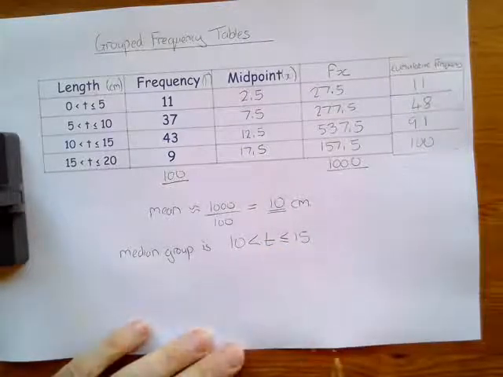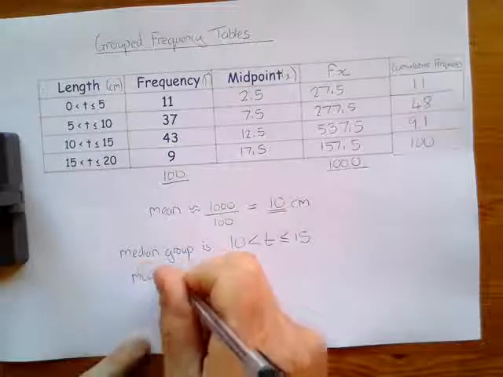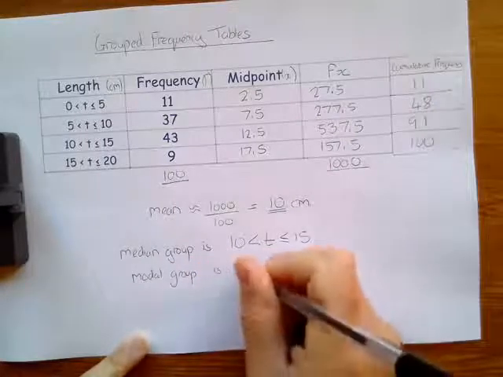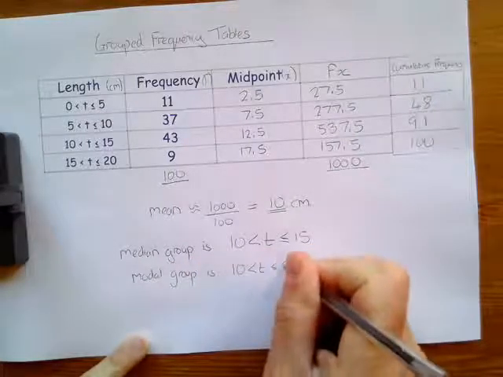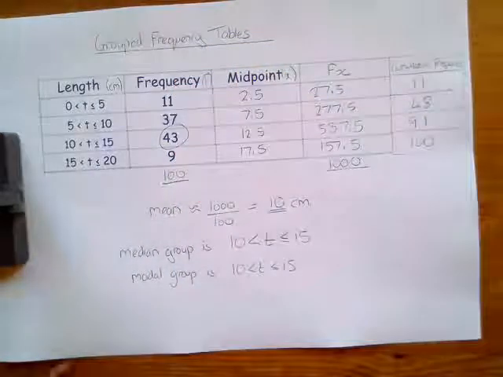So the median group is 10 to 15. Finally, the modal group is the one that's got the most values in it, and that is clearly the same again because there are 43 of them, and that's the highest value in that column there. So that's what you do with a group frequency table.